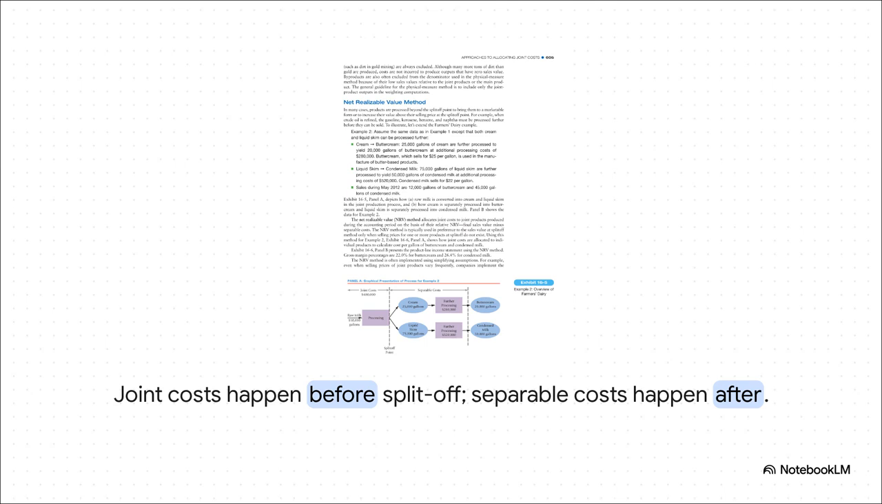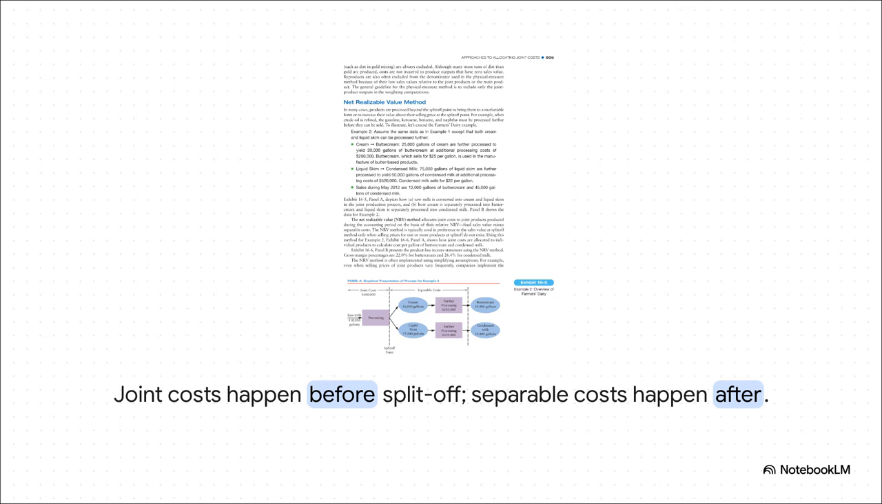See, you've got your raw materials and initial processing on the left. Those are your joint costs. Then you hit that split-off point, and suddenly you have separate products. But, and this is the key part, they're not finished. They need more processing, which means more money. We call those separable costs, to turn them into something people actually want to buy.